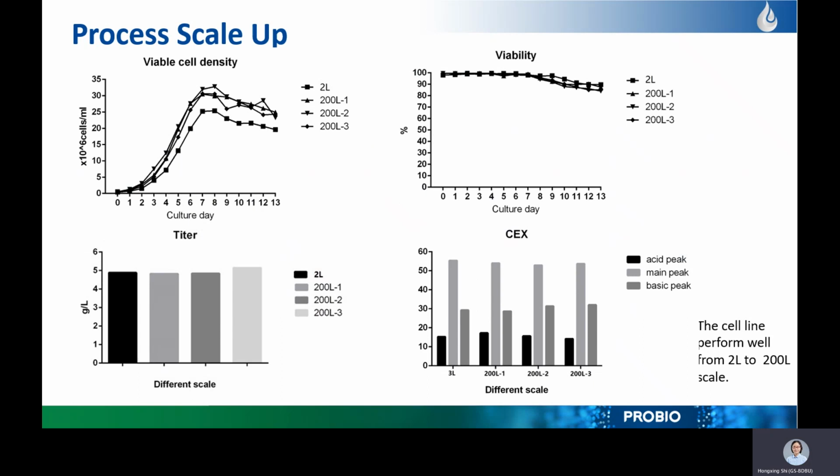The ProCLD cell line development platform can be well connected to the cell culture platform. What is shown here is that the cell line has the similar performance from the small scale to large scale, and the growth performance, expression level, and charge variance can show good scalability and stability.